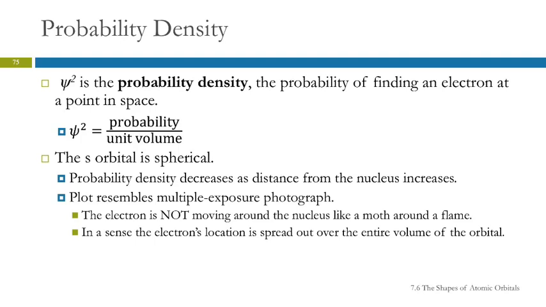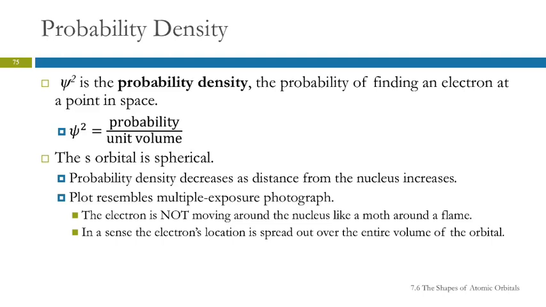So if you look at the shape of that result, it's spherical. And we would see the probability density decreases as you move further away from the nucleus. So we can represent that as a plot that would be a lot like a multiple exposure photograph, where you take a picture of the electron and then later you take another picture and it's in a different place. Because every time you observe the electron, it becomes a particle and it's got a specific location. But then you know nothing about its velocity.